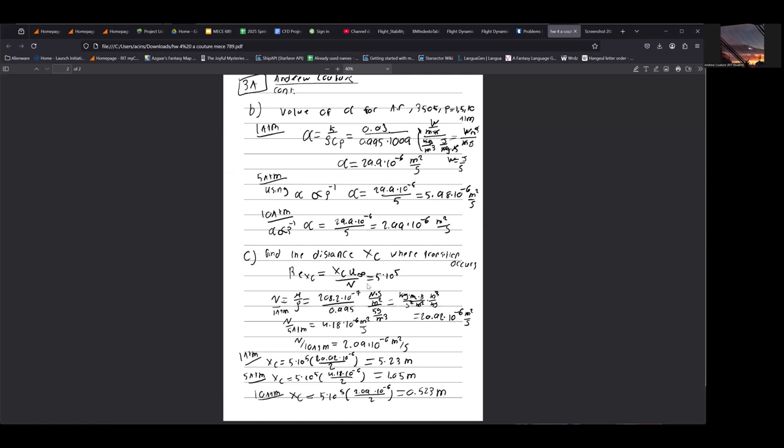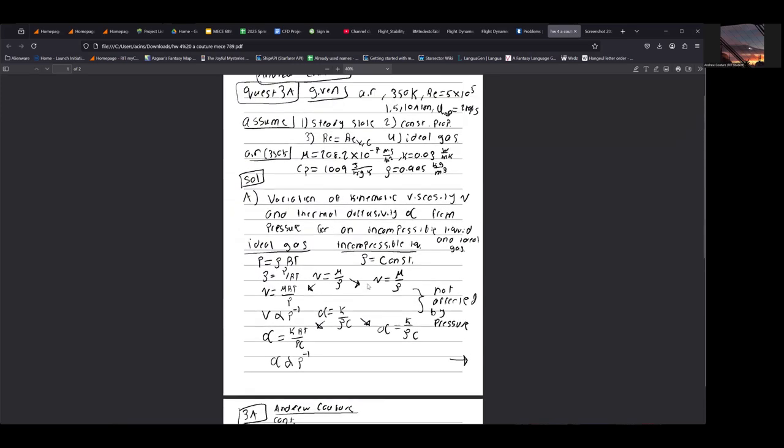Overall, a pretty quick question, but again, part A might be a little bit hard to wrap your head around simply because it's more open-ended. You're not exactly doing plug and play with the equations per se, but overall, still a simple question.